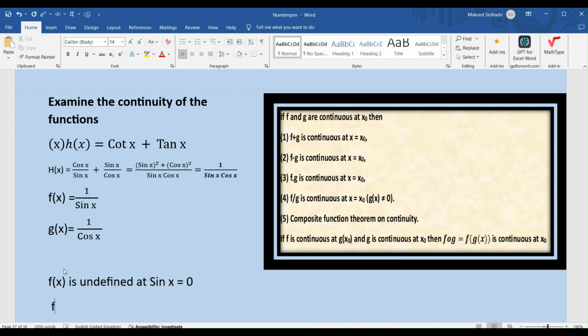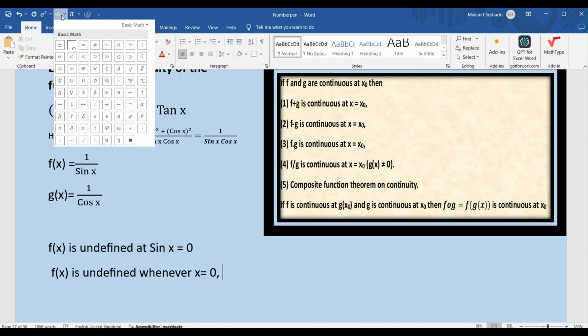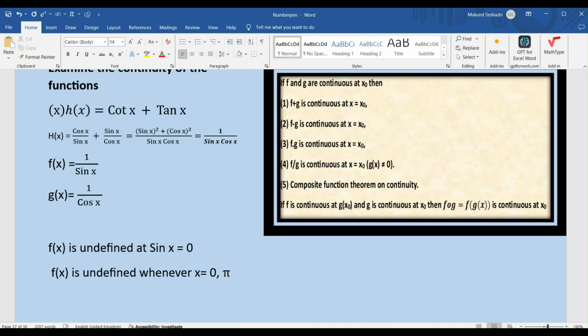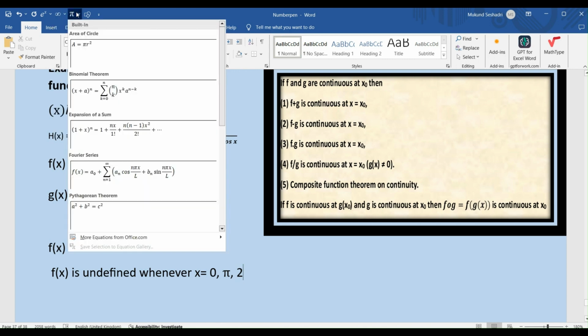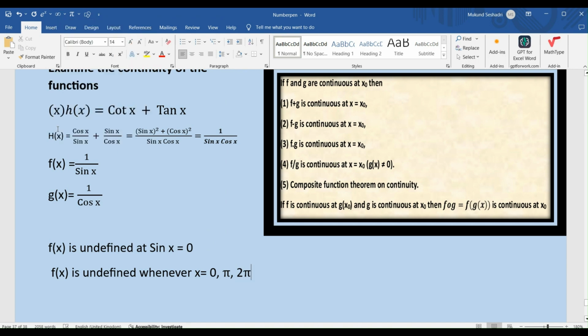And what does that mean? f of x is undefined whenever x equals 0 and whenever x equals pi, and then you have 2 pi, which is the next value where sin x is 0, and therefore f of x becomes undefined.